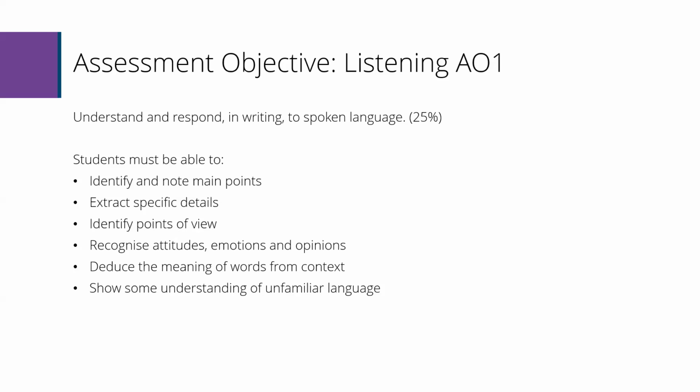Students need to be able to identify and note main points, extract specific details, identify points of view, recognize attitudes, emotions, and opinions, deduce the meanings of words in context, and show some understanding of familiar language. So those are the skills within that assessment objective. We've looked at some of those already, but in terms of thinking about lesson outcomes for listening activities that you do in class, actually the outcomes of the activities should fit into some of those categories.